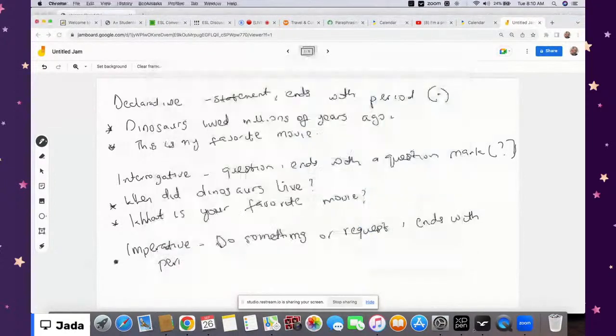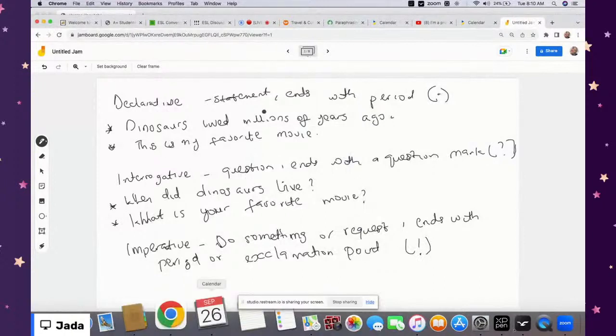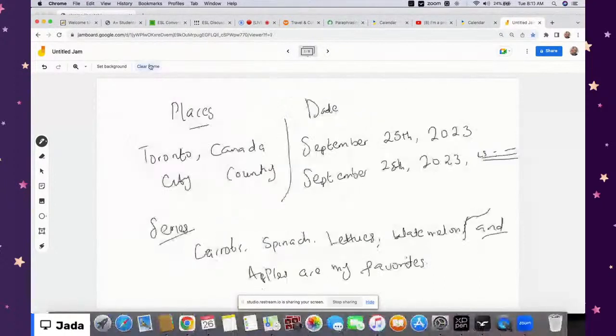So it could end with a period or exclamation points. Okay, so this is the exclamation point. So this is it for the exclamation point, and then you can have some examples for imperative.